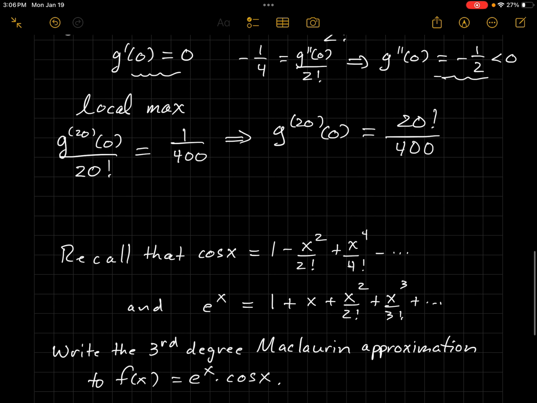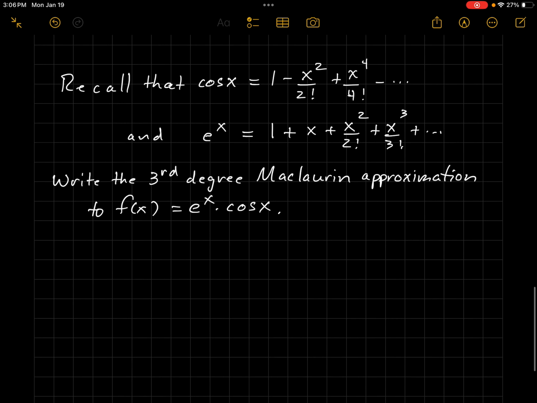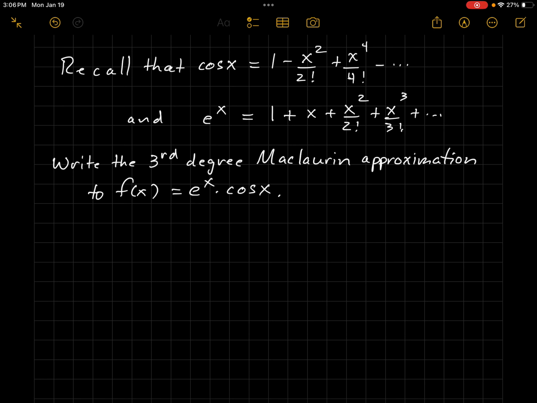One final problem. And I'll remind you of the Maclaurin series for cosine. 1 minus x squared over 2 factorial plus x to the 4th over 4 factorial, continuing on. And the Maclaurin series for e to the x is 1 plus x plus x squared over 2 factorial plus x cubed over 3 factorial, etc. And in this question, I want us to write the third degree Maclaurin approximation, so centered at 0, to f of x equals e to the x times cosine of x.